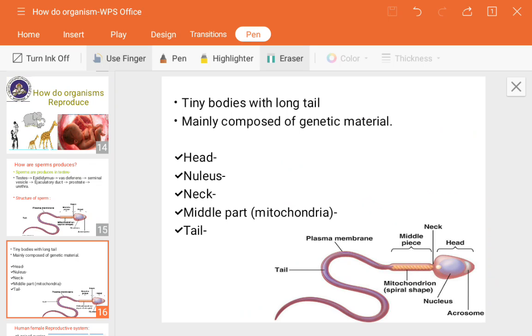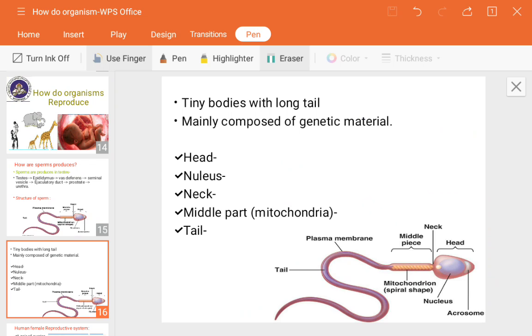The tail is helpful whenever the sperm is discharged inside the vagina of the female. At that time they can move from the vagina towards the upper region of the female reproductive part, that is the fallopian tube, which we are going to see in detail. So this is helpful for locomotion from one place to another, from vagina to the fallopian tube. So this was about the structure of sperm and their different roles according to their parts.